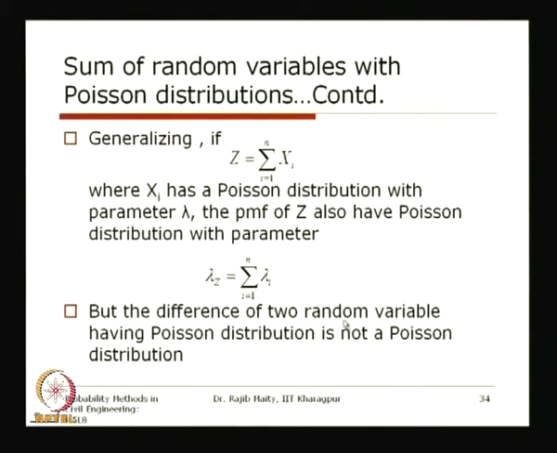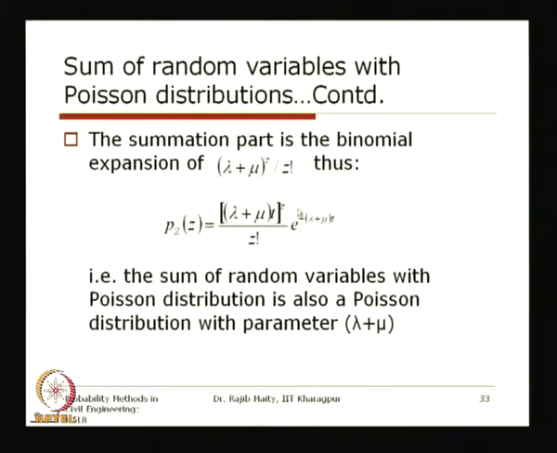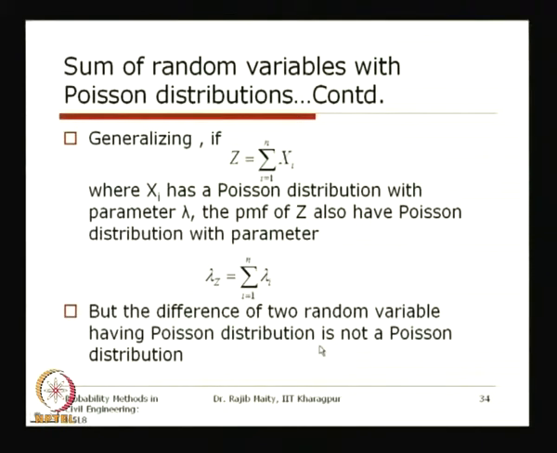But the difference of two random variables having Poisson distributions is not a Poisson distribution; you can check whether this type of form is coming or not. So, the difference is not a Poisson distribution, but so far as the summation is concerned, we get a similar distribution where the parameter is the summation of the individual parameters.